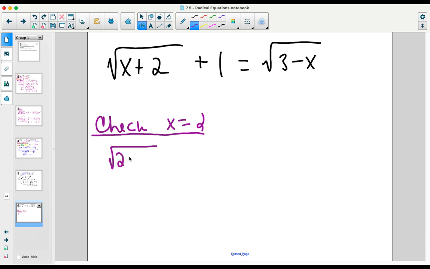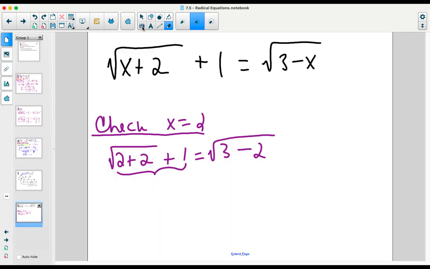So we have root 2 plus 2 plus 1, root 3 minus 2. This side is equal to 3. The first radical is equal to 4, but then you have to take the square root. My apologies. This side is equal to 3. This side is equal to 1. They are not equal, so 2 is an extraneous solution.